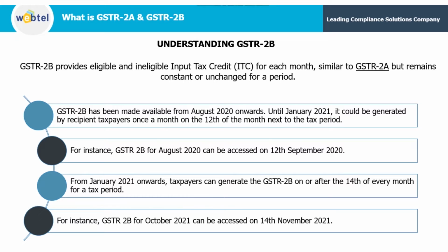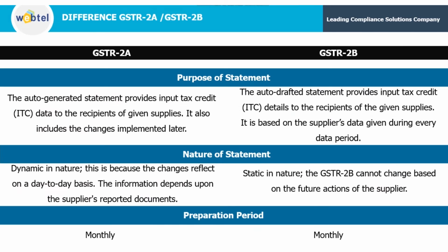Now 2B was made available for August 2020 onward until January 21, and it could be generated by the recipient taxpayer once a month on the 12th of the month next to the tax period. For instance, 2B for August 2020 can be accessed on 12th September 2020. From January 21 onward, the taxpayer can generate the 2B on or after the 12th of every month for a tax period. So this duration is up till the 14th of every month in which they can prepare the GSTR-2B. For instance, 2B for October 21 can be accessed on 14th November 2021.